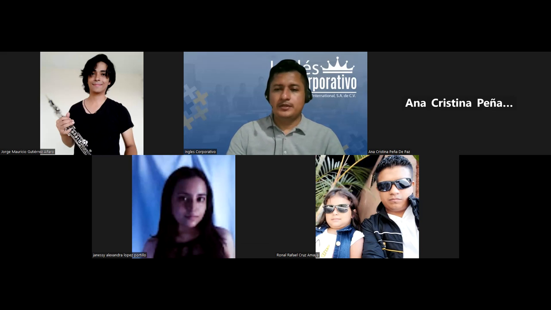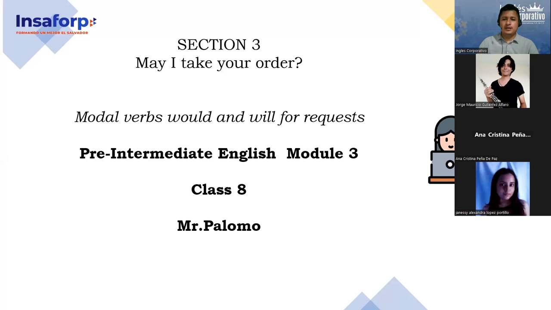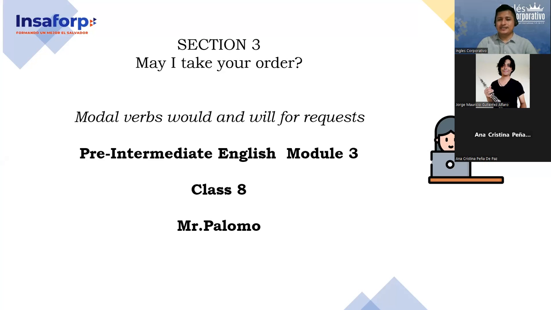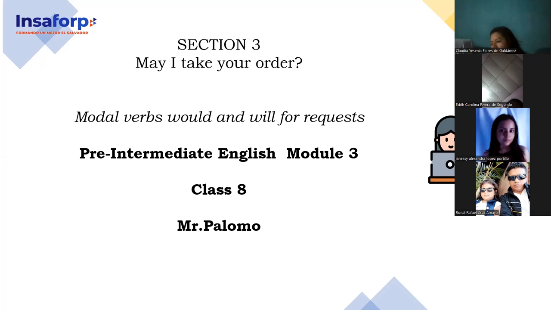Let's see what we have for today. Pretty much it's going to be something easy. We're working with section number 3, as you may know. This is the section we're going to work on today. We're going to have modal verbs, would and will for requests. Yesterday, we were working a little bit on this one. So we're going to get deeper into these requests that we can make using would and will. This is class number 8, so we are pretty much in the middle of this module, which is module number 3.